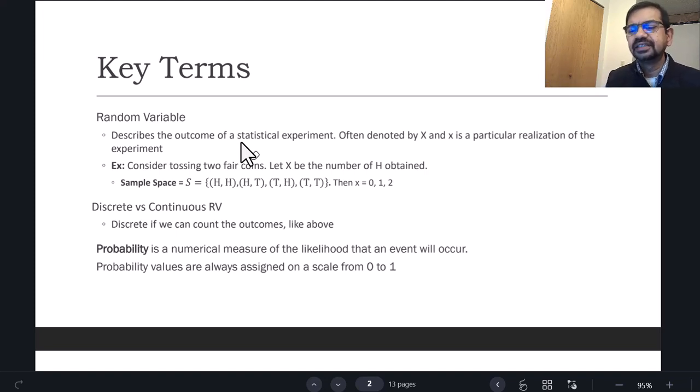Probability is the numerical measure which measures the likelihood that an event will occur. Probability always ranges from 0 to 1, 0 meaning that the event will not occur at all, and 1 meaning that the event will occur with 100% likelihood. Even though we are talking in percentages, the convention is that we will use these in decimals.